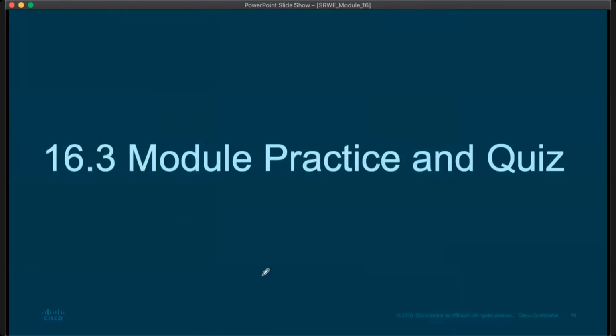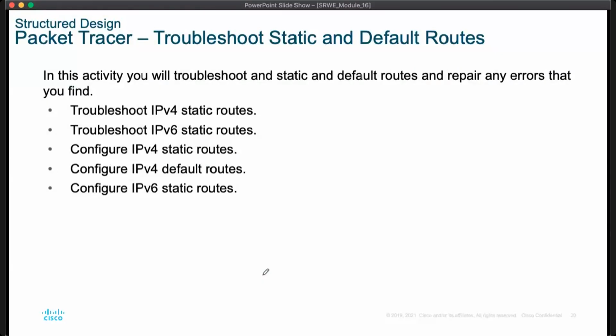Okay, so 6.3 module practice and quiz. Here there is a Packet Tracer. If you look into our NetAcad, you will find this activity, so you can have it and try. Packet Tracer: Troubleshoot Static and Default Routes. In this activity, you will troubleshoot static and default routes and repair any errors that you find. First of all, troubleshoot IPv4 static routes and also troubleshoot IPv6 static routes. This will also include configuring IPv4 static routes, configuring IPv4 default routes, and also configuring IPv6 static routes.